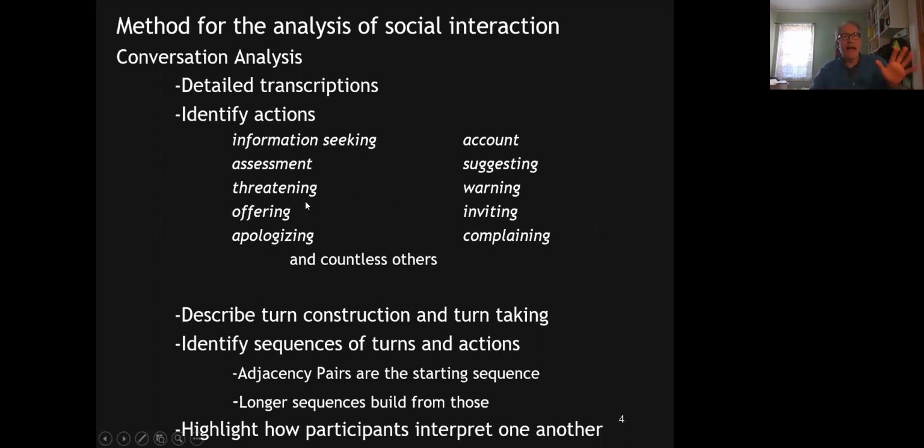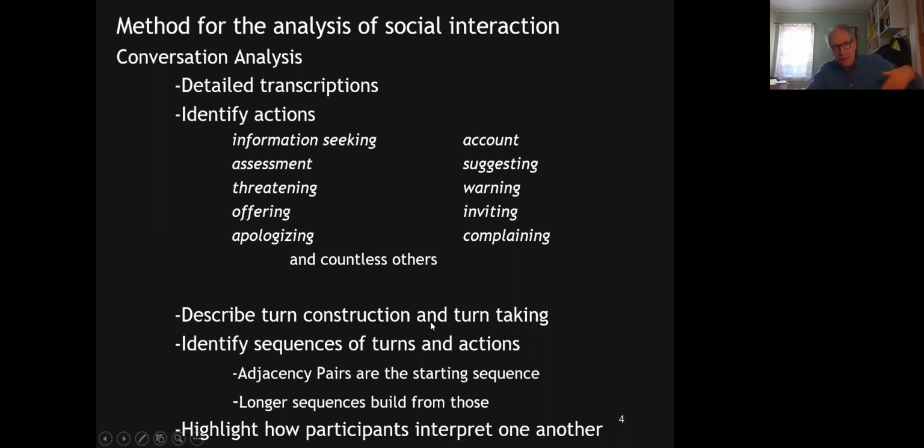So these are some kinds of actions that we can identify in the conversation, but there are countless others. This is just a short list. So you may see something happening in your own data and you want to say, this person seems to be doing this kind of action, and you can come up with a name for it if there isn't another name for it. And then the ideal is you try to show that the participants are seeing it as that kind of action, not just you, but the participants.